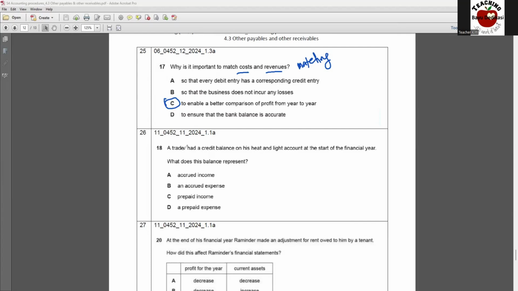26. A trader has a credit balance on the head. Credit balance, that means balance b/d, liability. This is a current liability. So the amount, expenses, this is an expenses account. Expenses owing is a liability. So the answer is accrued expenses.